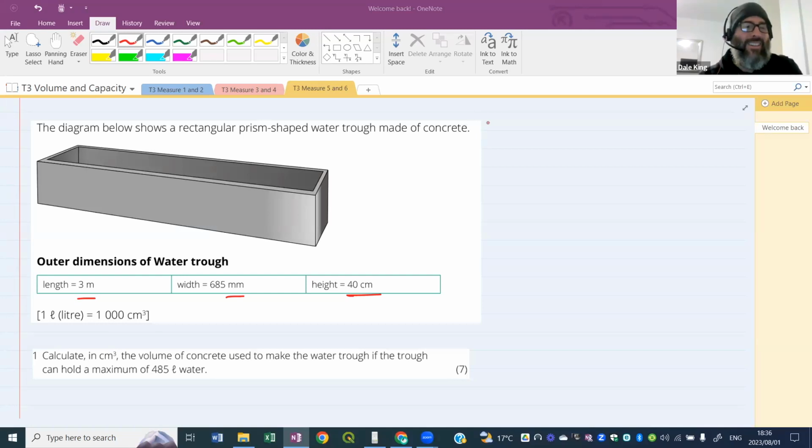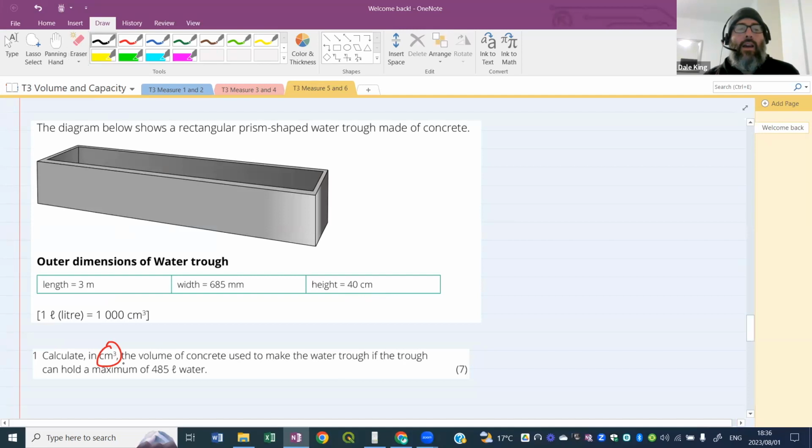Question 1. Calculate in, thank goodness, centimeters cubed the volume of concrete used to make the water trough if the trough can hold a maximum of 485 liters. Now, do not be blinded by the simplicity of this question or how simple it looks. There's a lot in here.